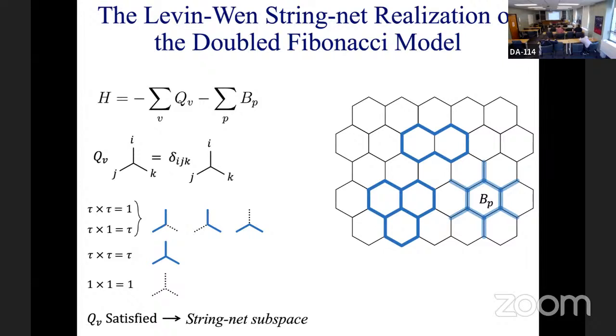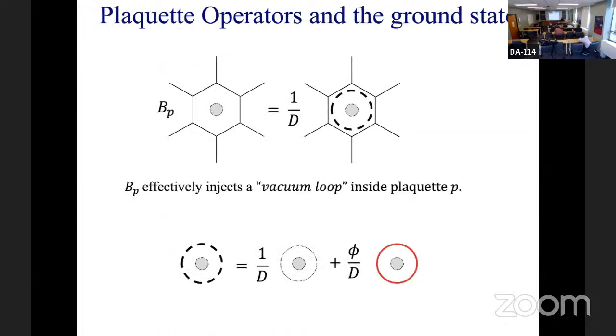What this BP operator effectively does is that in this subspace of string-nets and loops, BP picks up a particular configuration from all the possibilities of different loops and nets. BP selects a particular superposition of these nets. To understand this, you can think of the effect of BP as an operator that adds a particular type of string to each plaquette. This string, which is called the vacuum loop, not to be confused with the vacuum state of empty strings, is basically this particular superposition of an empty loop and a tau loop.